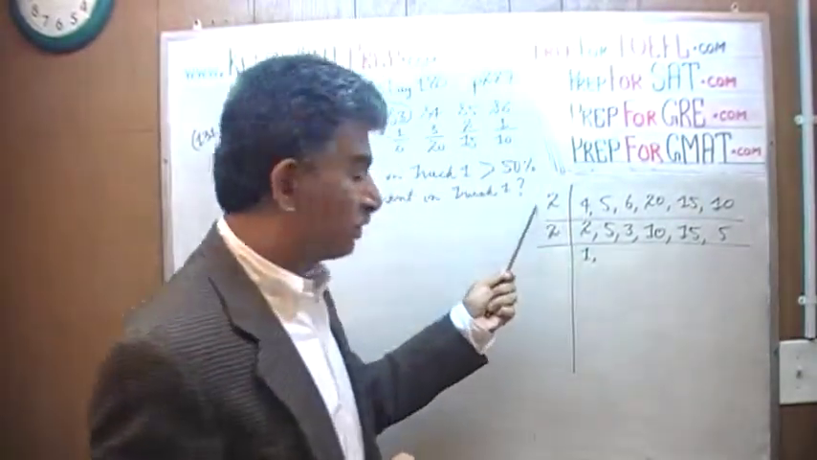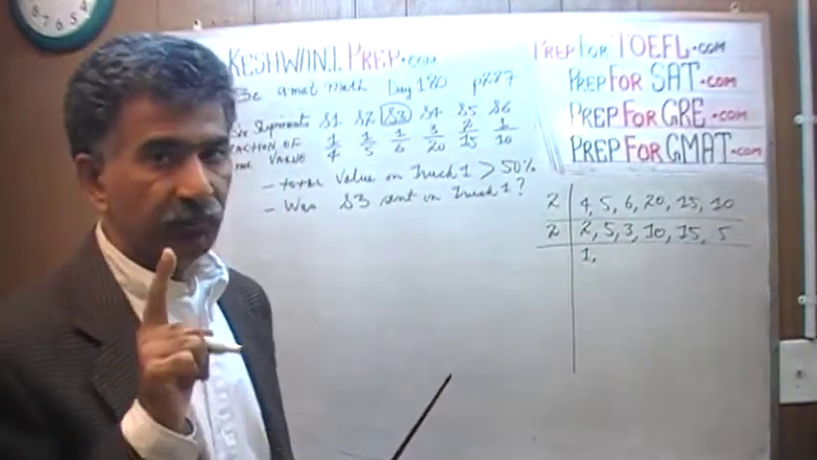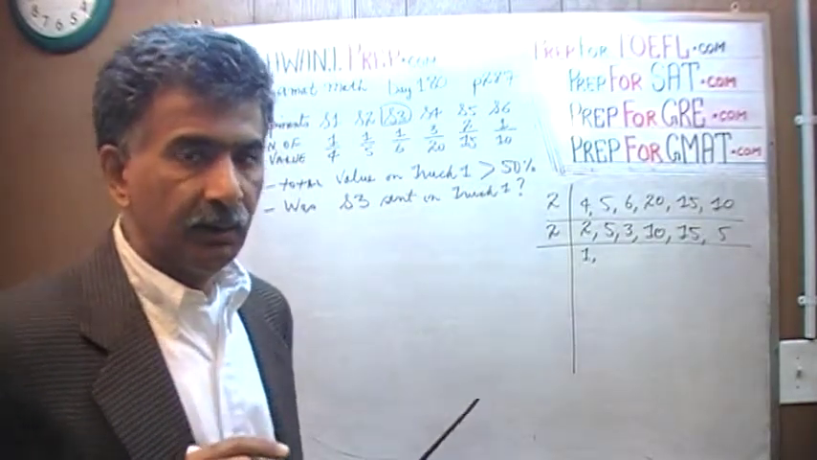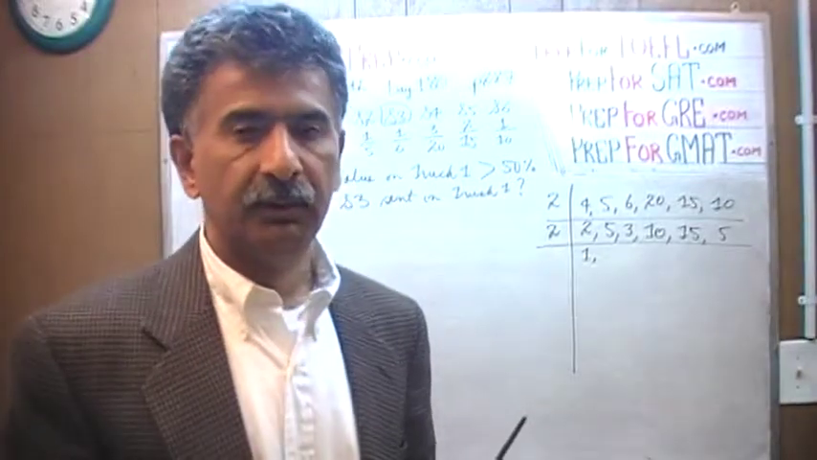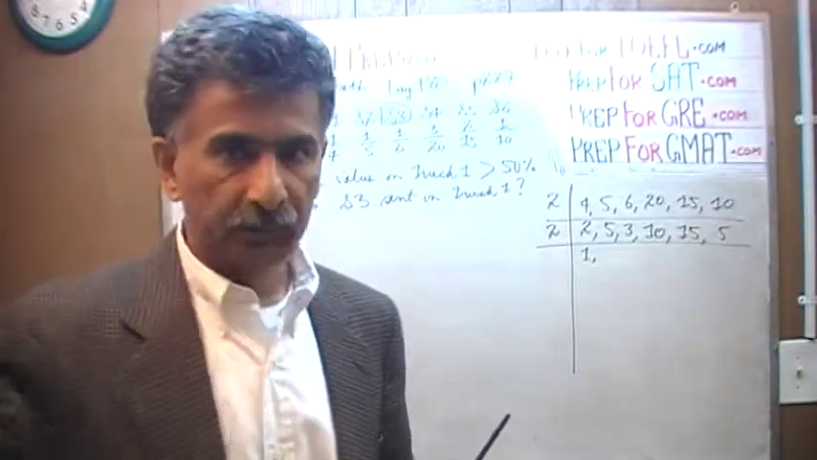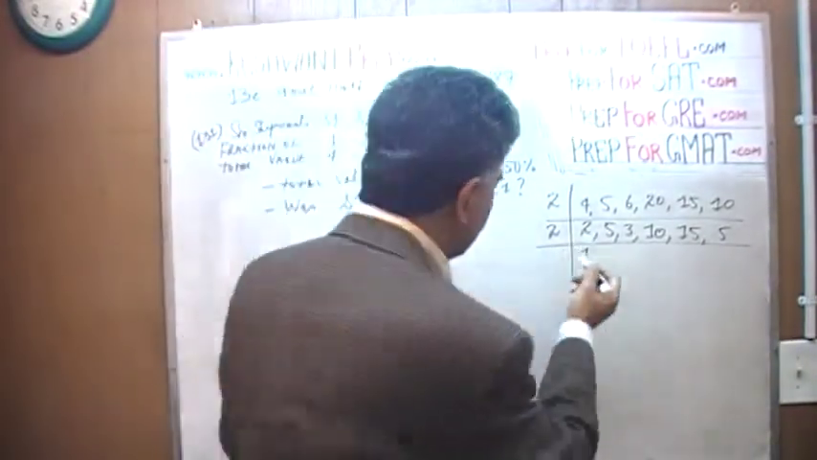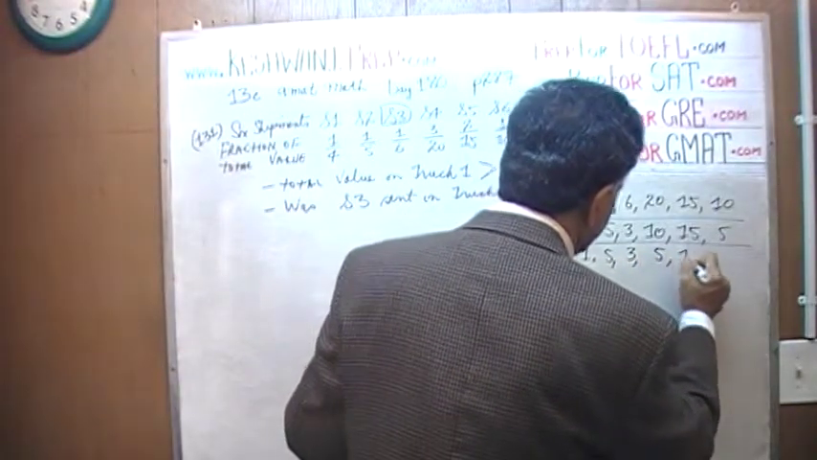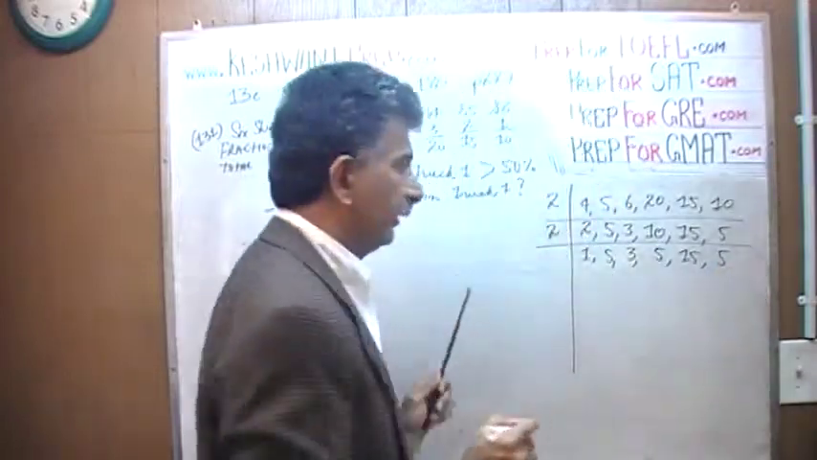But that does not mean that you can start out with 4. That's not how it works. You must start out with the least prime factor that you can divide at least 2 of the numbers in the list by. So 2 will become 1, 5 will remain 5, 3 will remain 3, 10 will become 5, 15 will remain 15, and this will remain.